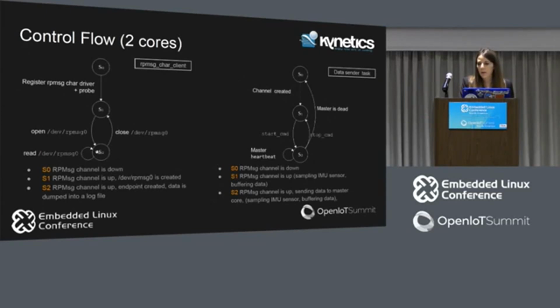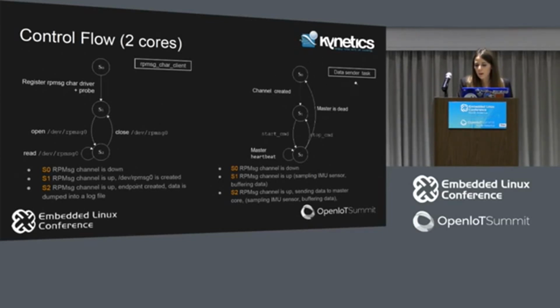We just keep reading data incoming to the rpmsg channel. And then when we want to close our application, we just close the dev rpmsg0 character device. The endpoint is destroyed, and that's it.